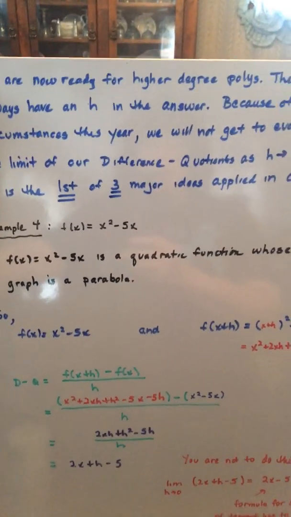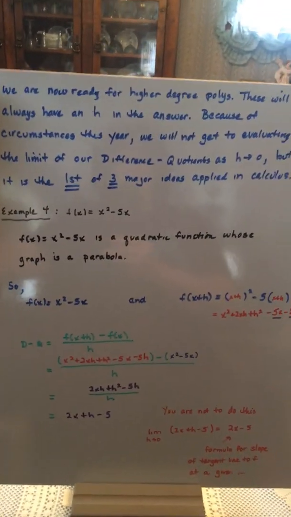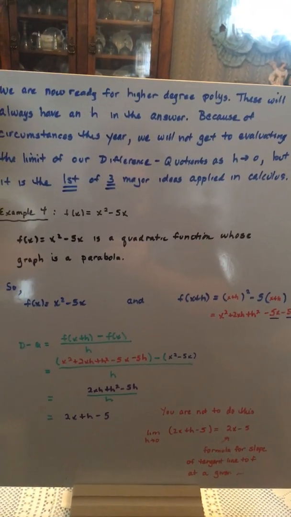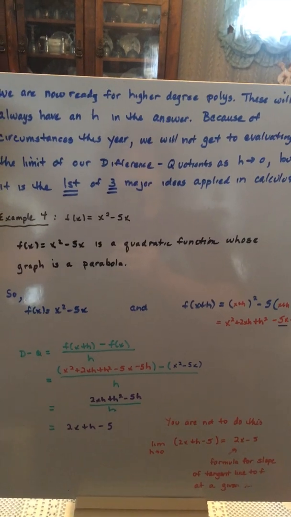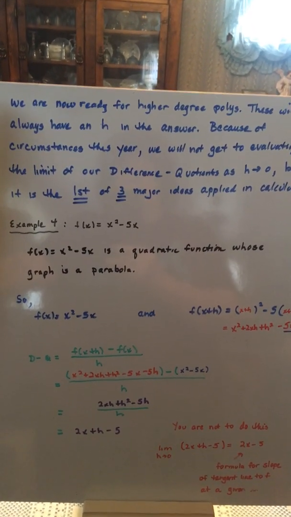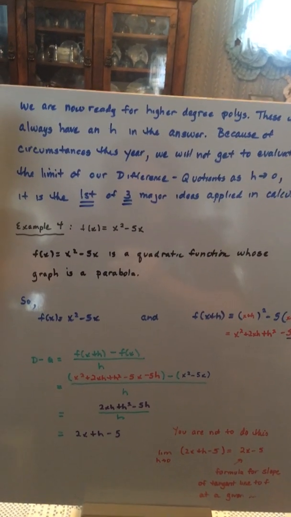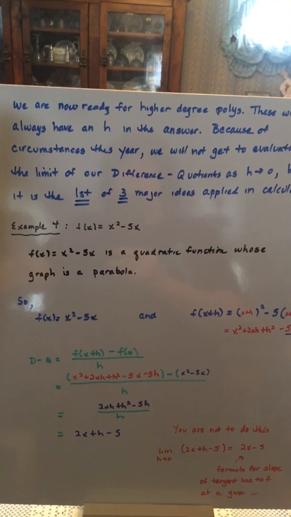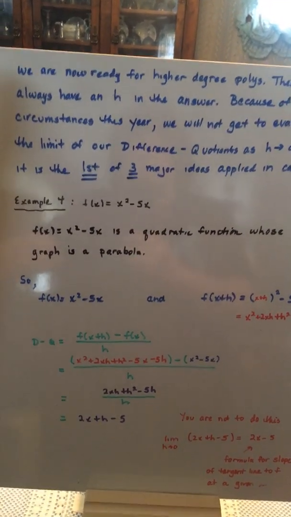Now we're ready for higher degree polys. These will always have an h in the answer because of the circumstances this year. We're going to be about a week short of finishing what I usually do. We will not get to evaluating the limit of our difference quotient as h goes to 0. It is one of the first of the 3 major ideas that I told you earlier applied in calculus.